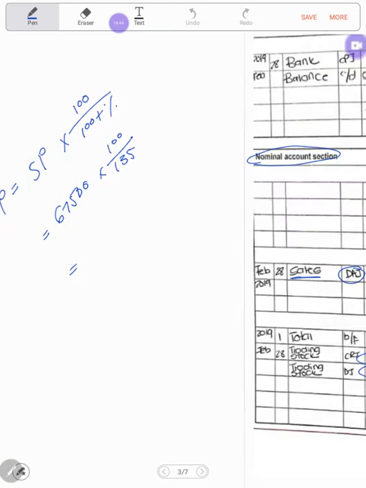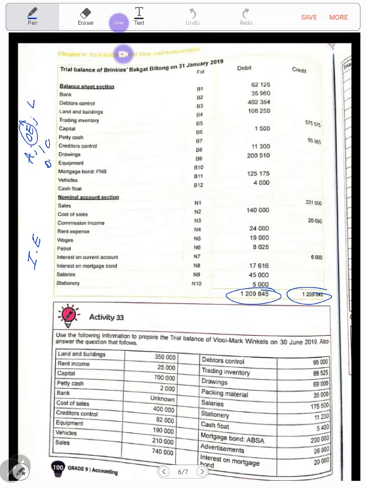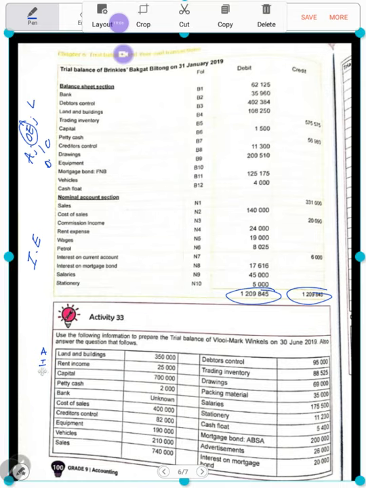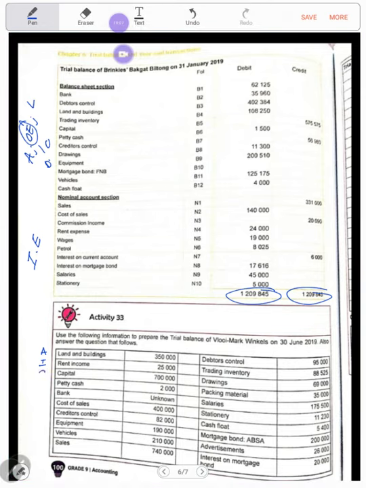Expenses are debited, assets are debited, drawings are debited, liabilities are credited, incomes are credited, and your capital is credited. So what you're going to do for activity 33 and 34, you're going to classify these accounts first to know if you are going to be debiting it or crediting it. So land and buildings is an asset, rent income, capital is a capital. What do we do with capital? We credit capital. Petty cash is an asset. Bank is an asset. Cost of sales is an expense, and that is how you will go along.